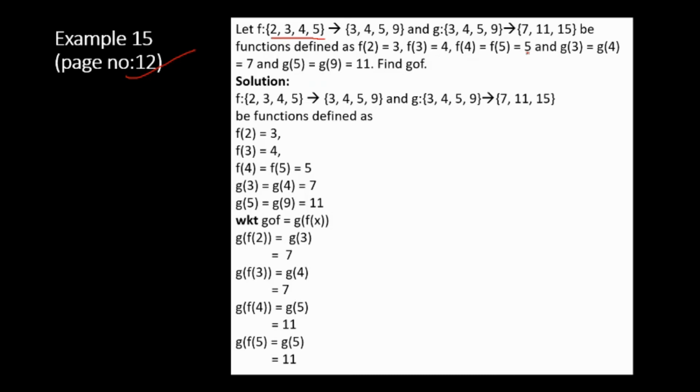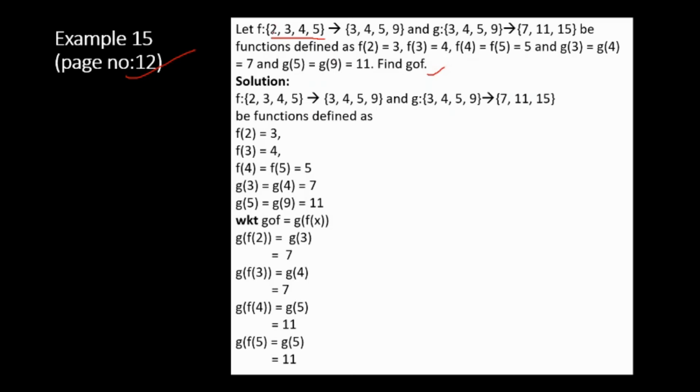Okay, it's a question: g of 3 equal to g of 4 equal to 7, g of 5 equal to g of 9 equal to 11. What are you supposed to find? G o f. How do we write g o f? G of f of x.